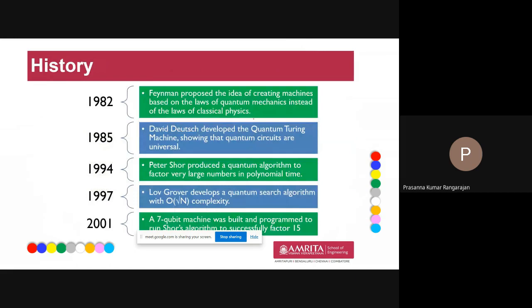Moving to the next slide, of course, history is an integral part of everything. We might have started our journey with computers by studying the history of computers, maybe from the abacus till the latest machines we use today. So this is actually not a new concept, to be very frank. The history starts around 1982, when Feynman proposed the idea of creating machines that can perform calculations based on the laws of quantum mechanics instead of the laws of classical physics. He proposed this far back in 1982. Quantum mechanics is, to be very precise, a branch of physics.